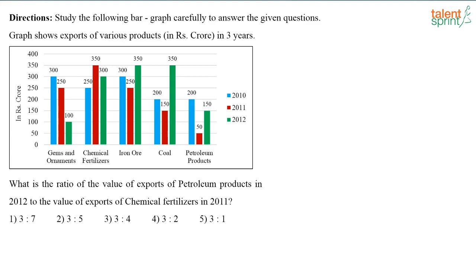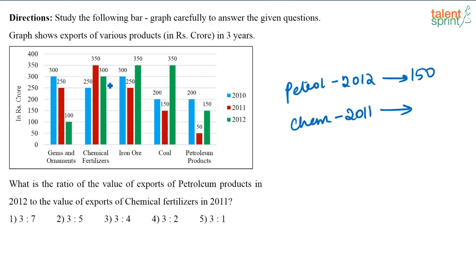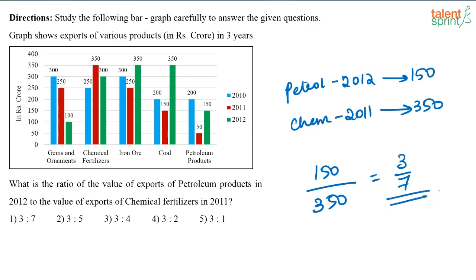What is the ratio of the value of exports of petroleum products in 2012 to the value of exports of chemical fertilizers in 2011? See, petrol in 2012, how much is the value? 150. Chemical fertilizers in 2011, 350. So what is the ratio that we are looking for? 150 divided by 350. That is nothing but 3 by 7. Very easy. One step answer. Option 1 is your answer.